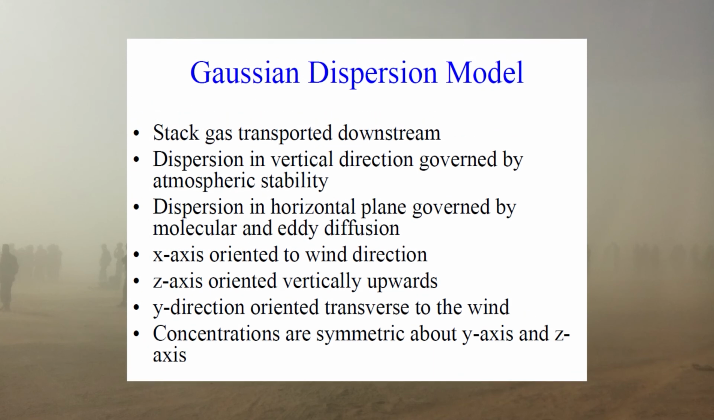So the model considers the gas transported downstream. Dispersion in the vertical direction is governed by the atmospheric stability, and the atmospheric stability is a natural atmospheric phenomenon, which I'll come to later. The vertical movement of the plume is mainly governed by the atmospheric stability, whereas the horizontal movement, that is the y-axis, is governed by the molecular and eddy diffusion. So there are certain coefficients arrived for this under constant conditions. The x-axis is oriented toward the wind, as mentioned earlier. The concentrations are assumed to be symmetric about the x-axis and y-axis. So you find that on both sides it is symmetric. The distribution of the pollutants is symmetric.